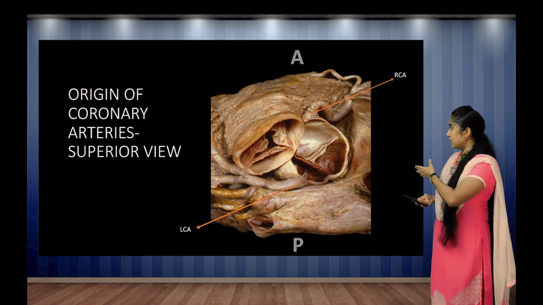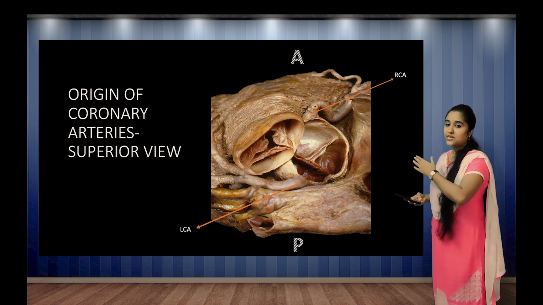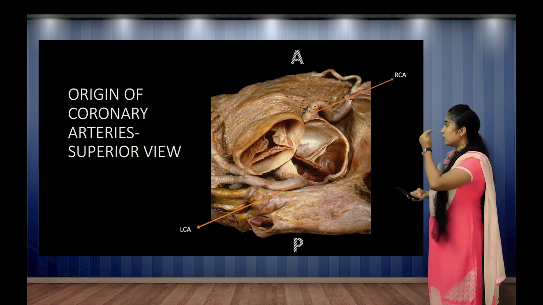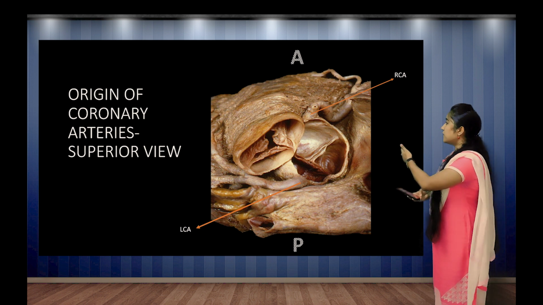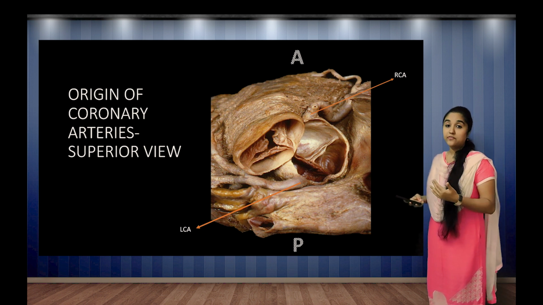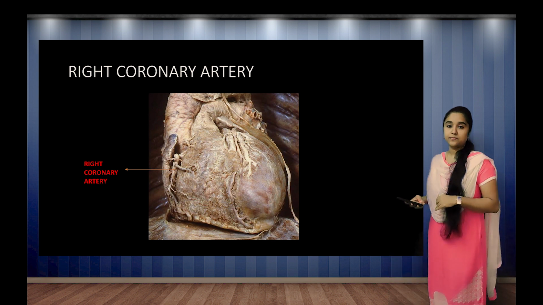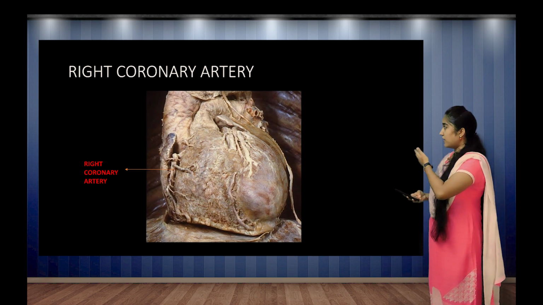In this diagram you can visualize it from the superior aspect. You can see the origin of the right coronary artery from the anterior aortic sinus and the origin of the left coronary artery from the left posterior aortic sinus. This is the right coronary artery.